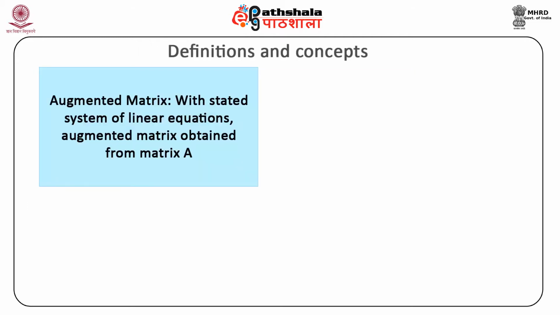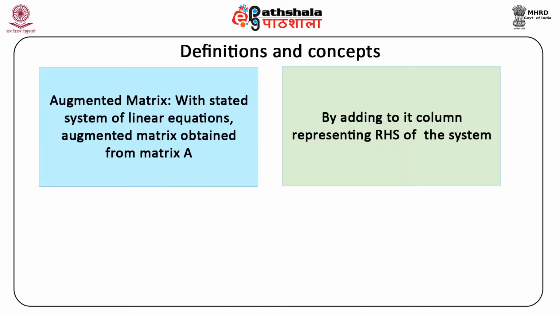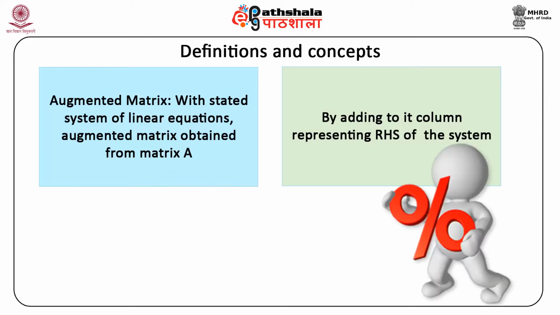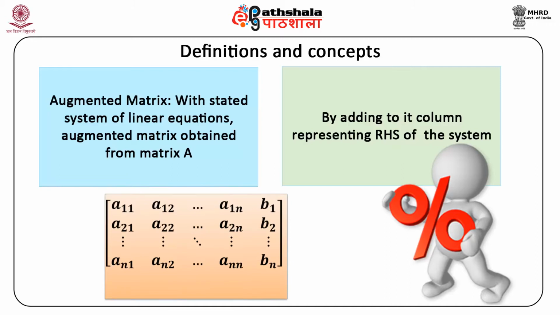Augmented matrix. With reference to the stated system of linear equations, the augmented matrix is obtained from matrix A by adding to it the column representing the right hand side of the system: a11, a12 to a1n, b1; a21, a22 to a2n, b2; an1, an2 to ann, bn.